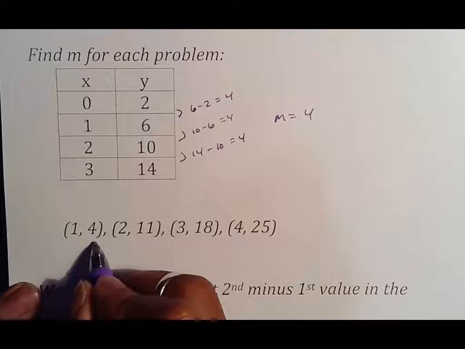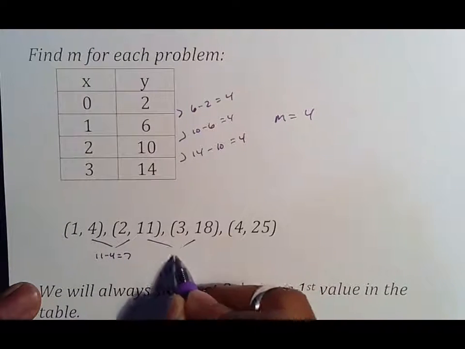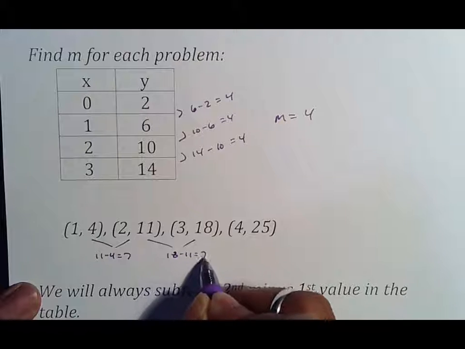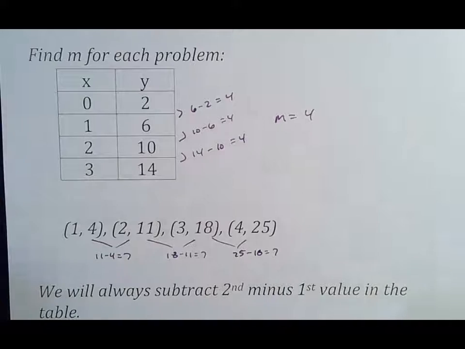In this one here, again, notice my x is going 1, 2, 3, 4, so I can ignore my x's because they're moving up regularly, but I do have 11 minus 4, which is 7, 18 minus 11, which is 7, 25 minus 18, which is 7.